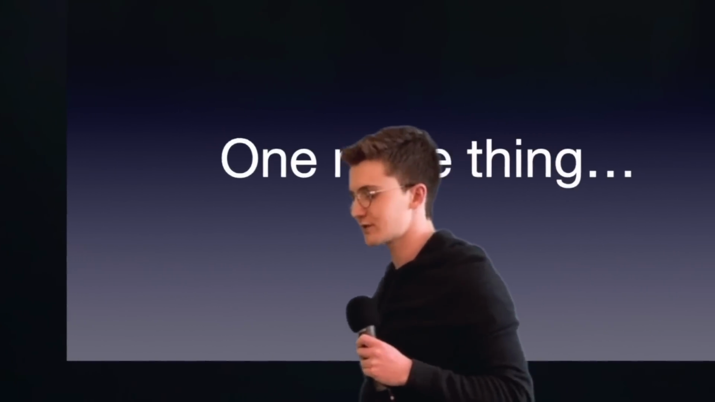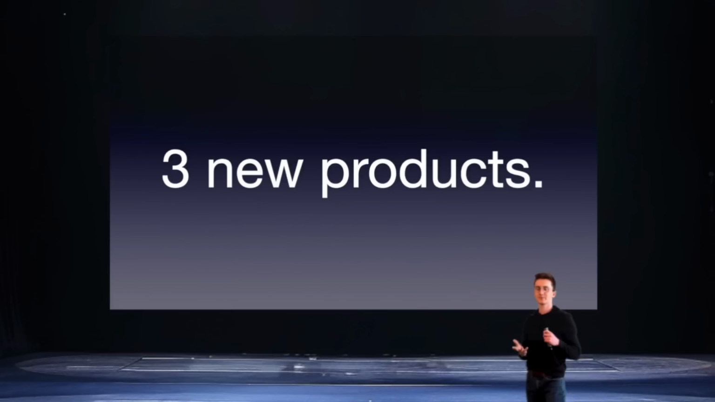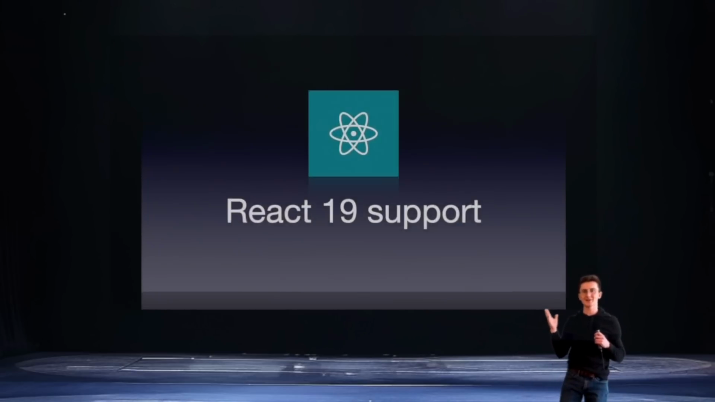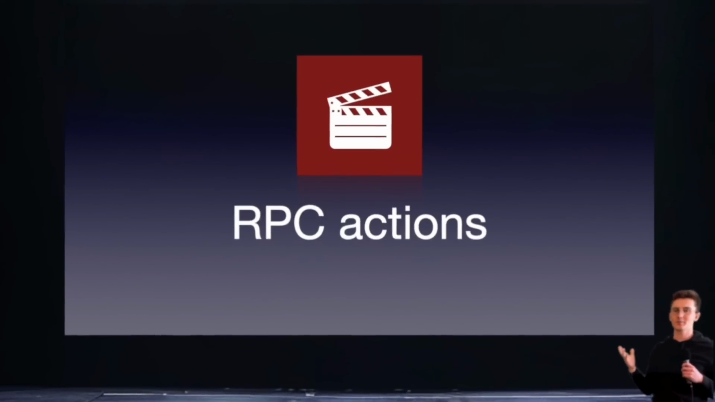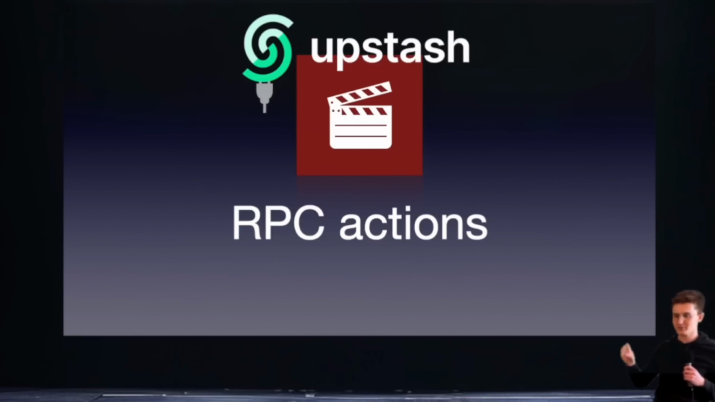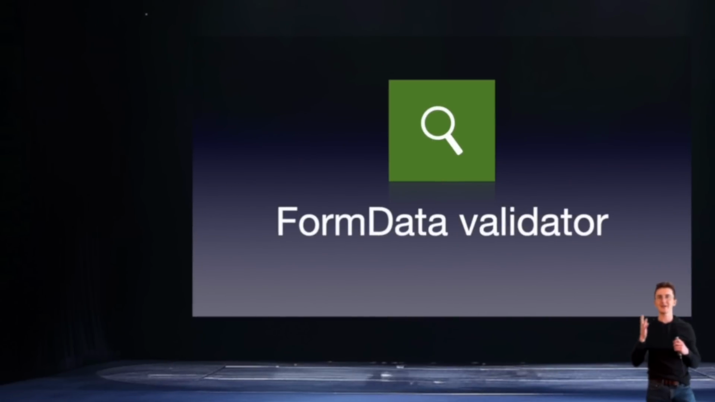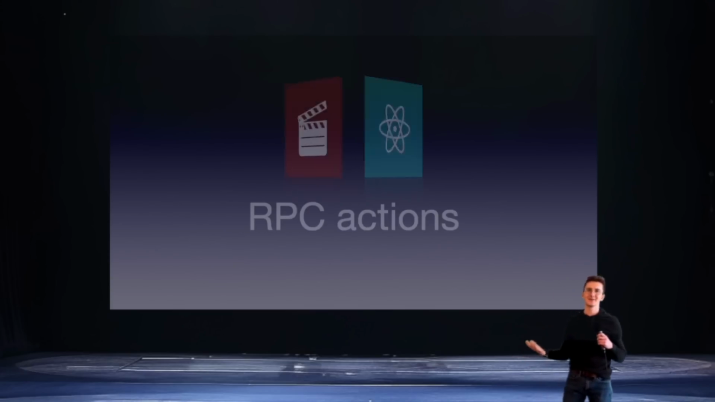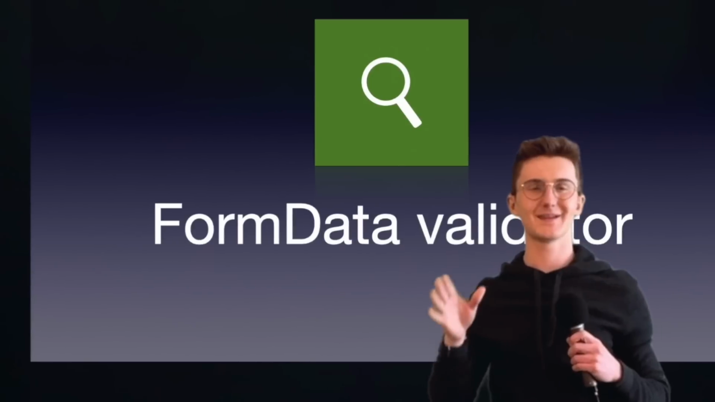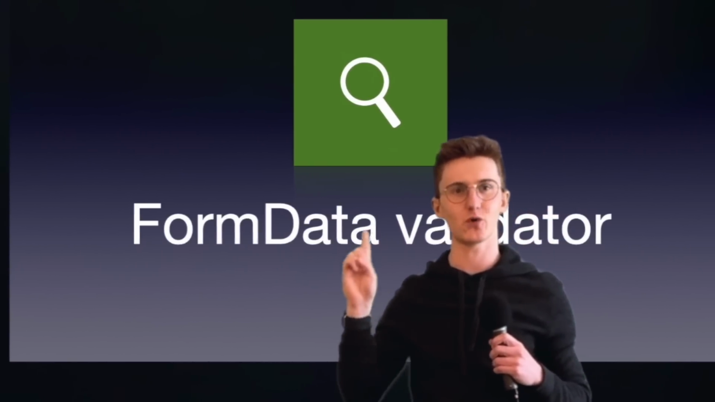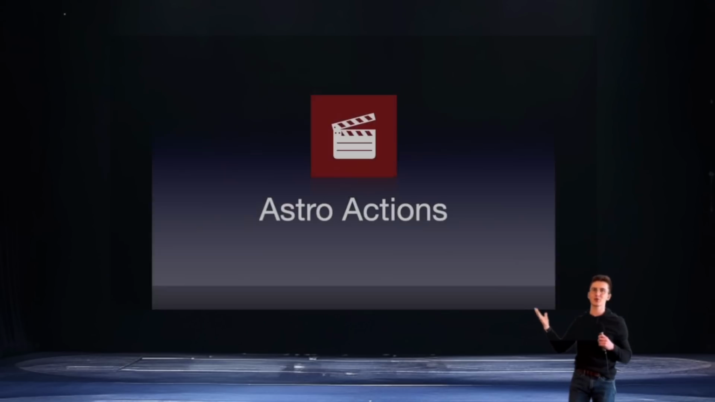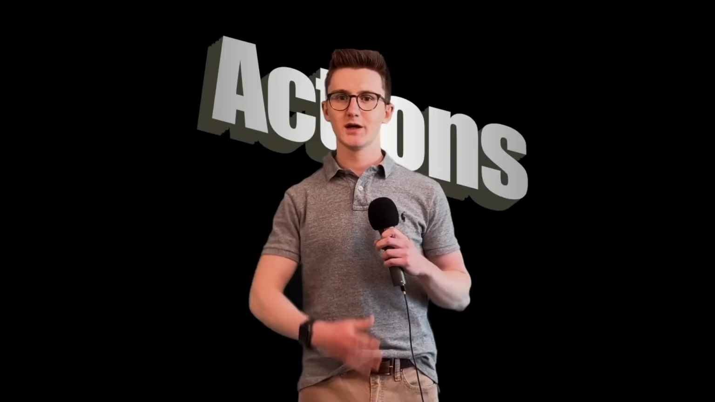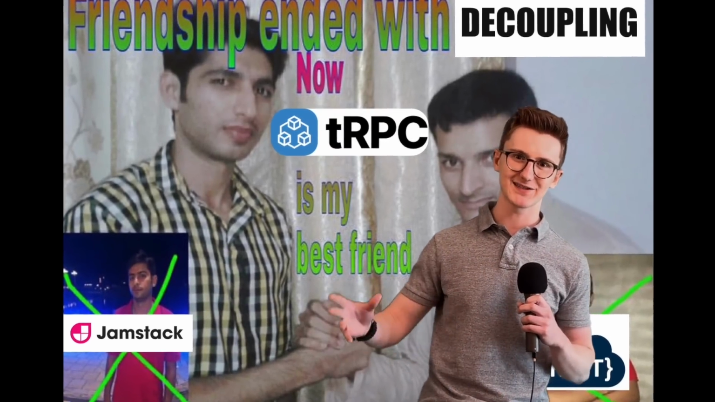Astro is excited to announce 3 revolutionary products. The first one, React 19 Action Support. And second, RPC Server Actions. And third, a breakthrough form data validator. React 19, Server Actions, form data. These are not 3 separate products. It's one product, and we're calling it Astro Actions. Actions, the best way to couple your front end and back end together with TypeScript.